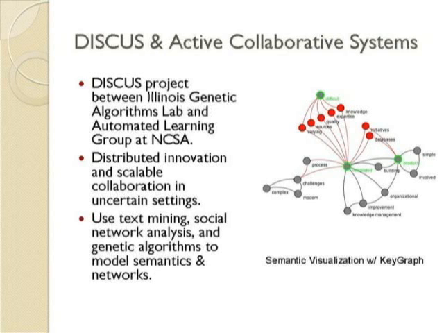Now, as we move forward with more collaborative systems, there's the possibility of more active collaboration. And so here I mention in passing the DISCUS project, collaboration between the Illinois Genetic Algorithms Lab and the Automated Learning Group at NCSA. DISCUS stands for Distributed Innovation and Scalable Collaboration in Uncertain Settings. In this project, we actively use text mining and social network analysis, as well as machine learning and genetic algorithms, to help promote a more robust collaborative system. In other words, we use these tools to provide visualization of what's being said in order to help people understand and reflect on what they're doing more carefully. One of the problems with IT is that it tends not to be a reflective medium, and by providing these visualization tools, we found that we can enhance the reflective capability and the innovation or creativity of groups in this way.